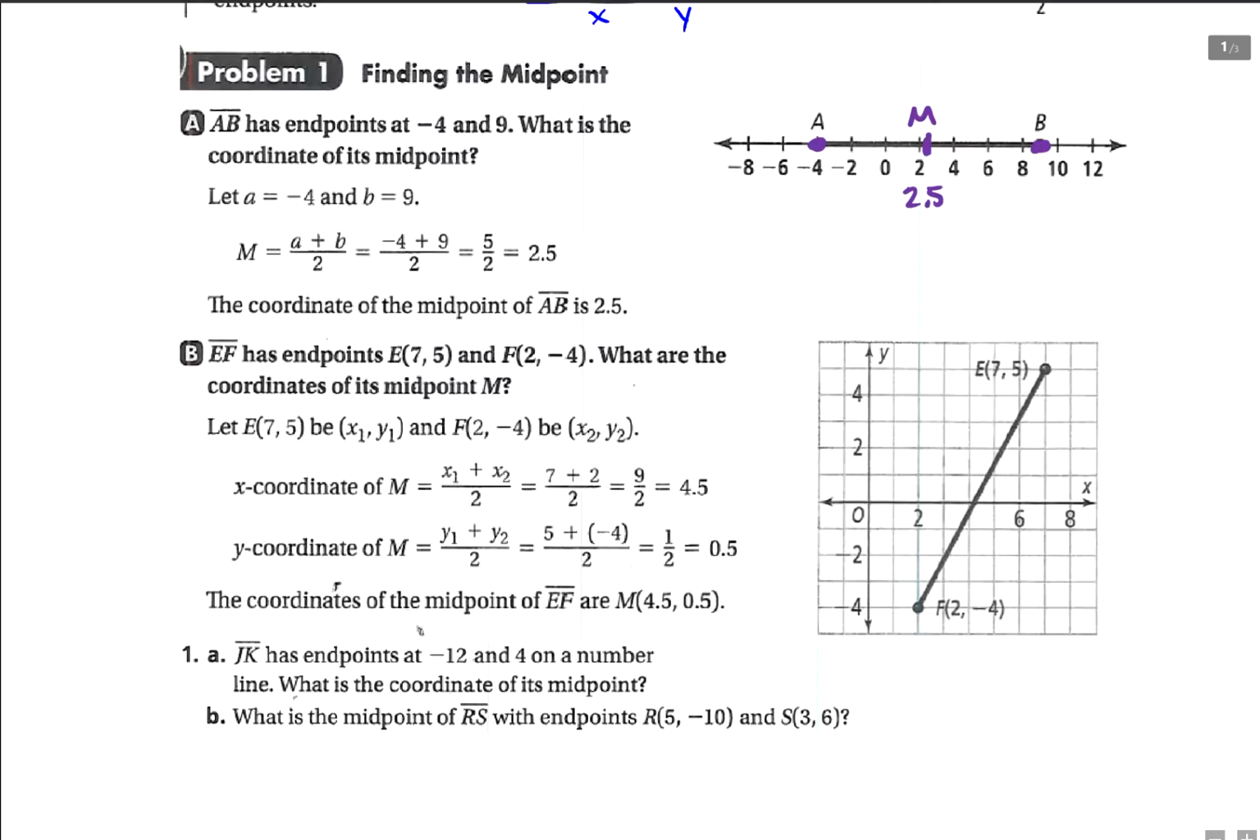Now let's look at it on a diagonal line. If we're on a coordinate plane, segment EF has endpoints at E 7, 5, and F is at 2, -4. So we want to find the midpoint. Now we know that that midpoint's going to be right about in there somewhere. Okay. So we label our points and we call them x1, y1, x2, y2, always label your points.